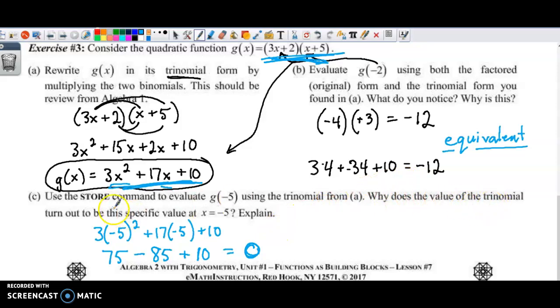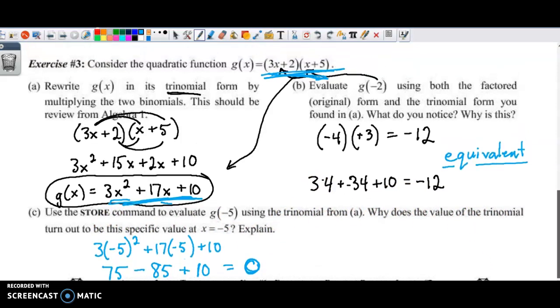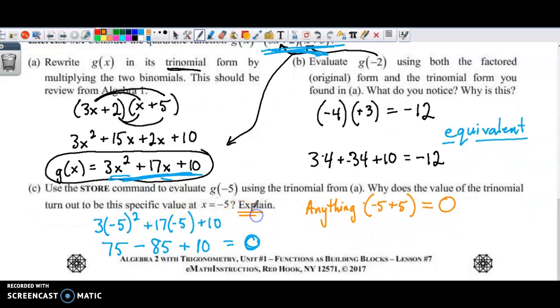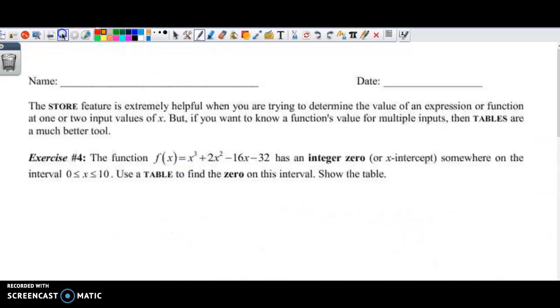And why does the value of this trinomial turn out to be the specific value? Well, let's think about it. If we went back to the factored form, and I'm going to point out specifically, plug in negative 5 right here, I don't care what this other value is. Because if I plug in negative 5 right here, I'll just write anything times negative 5 plus 5. Well, that's got to be 0, must equal 0. 0 times anything is 0. So that factored form is what would help us figure that out, and this is good work to help explain that fact.